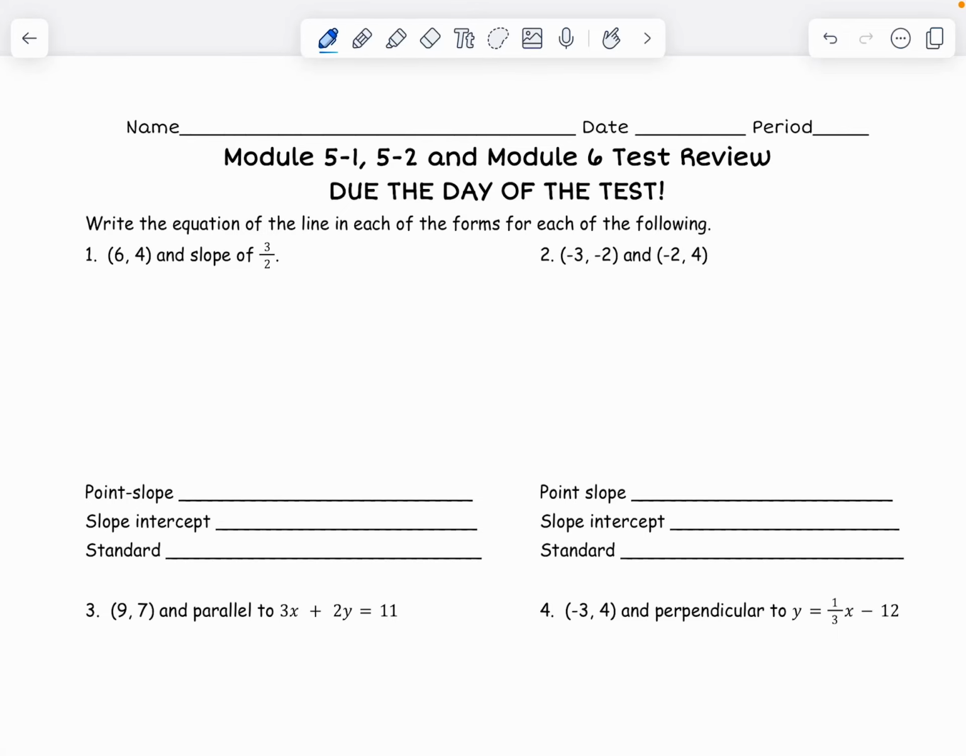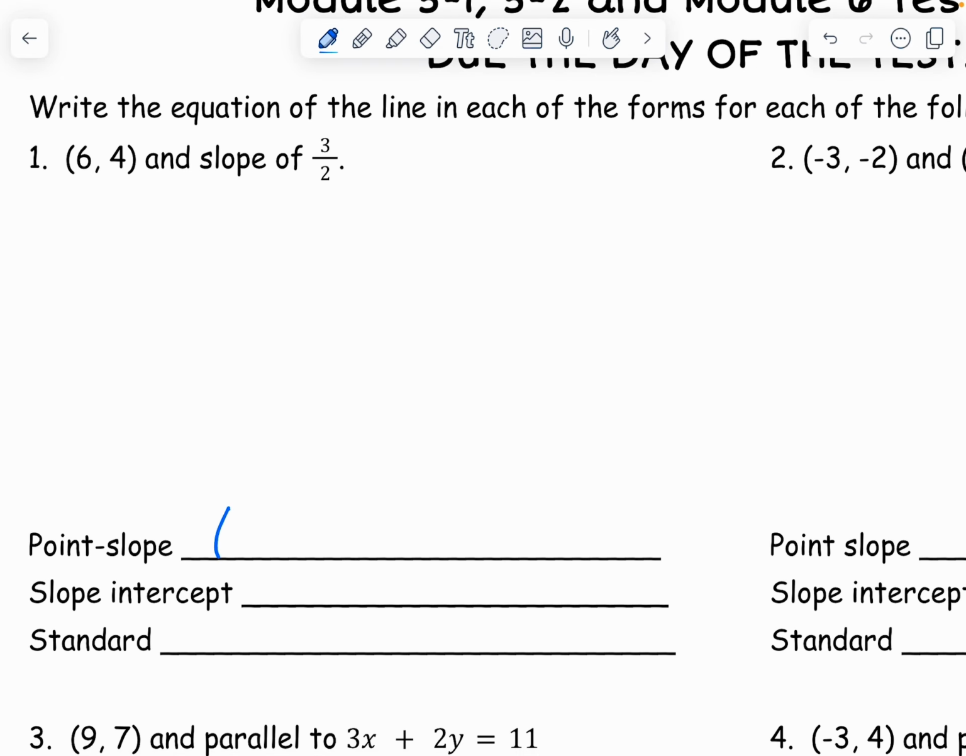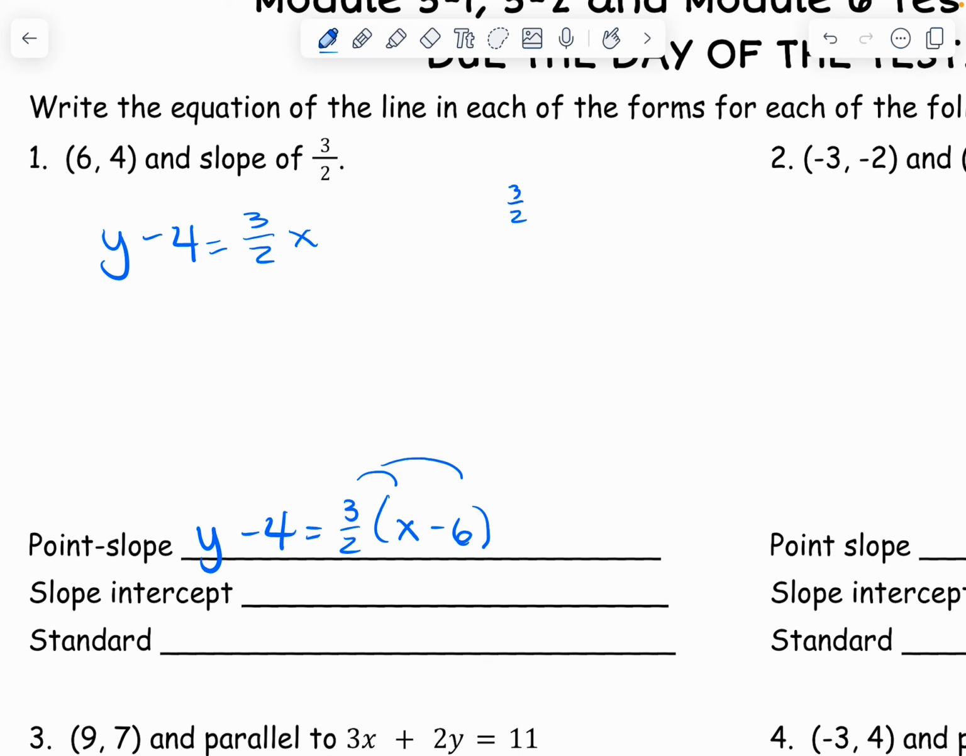Okay, let's do the review. We've got a slope already, so I don't know why I did that. y minus 4 equals 3 over 2 x minus 6. Now, once we have that, we can multiply this through. So we would get y minus 4 equals 3 over 2x. And then that would get us 3 over 2 times 6. That would go in there. So that would get us minus 9.